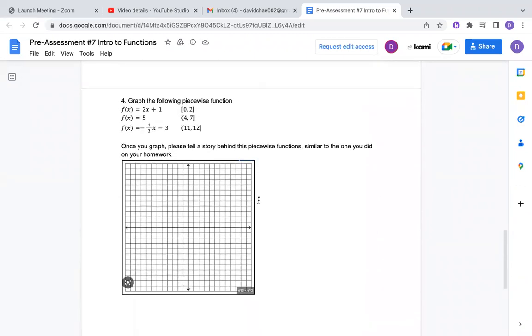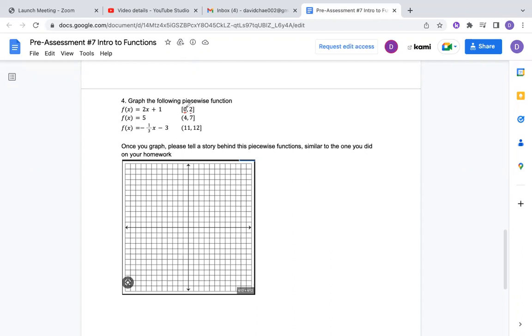Okay. So it says graph the following piecewise functions. Remember that this is interval notation and not a point. A lot of people get this confused: the 0, 2, the 4, 7, the 11, 12, they confuse that with a point. But that right there means interval notation. And what this means is that these are the domains of the function.